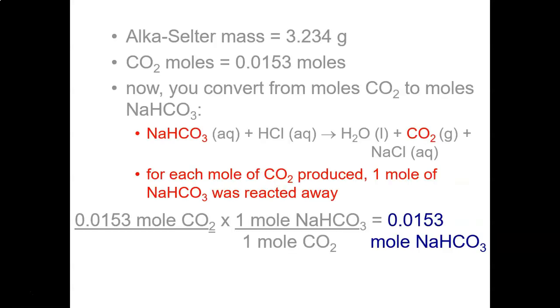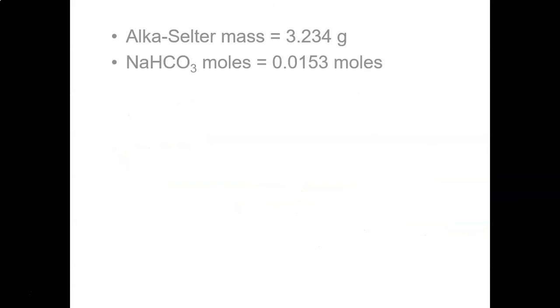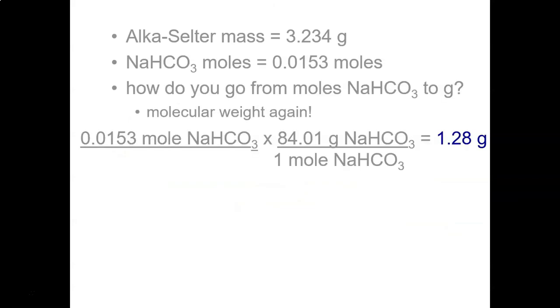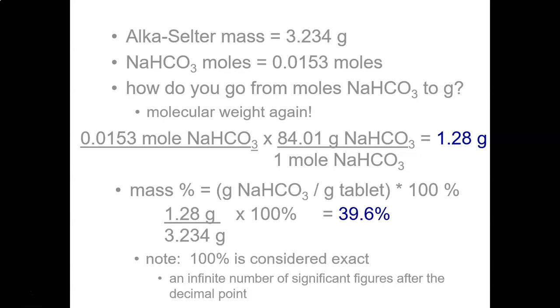Keep in mind that we should have three significant figures for this calculation. After we get the mole number of CO2, we use the molar ratio of sodium bicarbonate to carbon dioxide from the chemical equation to convert from moles of CO2 to moles of sodium bicarbonate. After we get the mole number of the sodium bicarbonate, we multiply by the molar mass of the sodium bicarbonate to obtain the mass of the sodium bicarbonate present in the tablet. After that, we divide the mass of the sodium bicarbonate by the total mass of the tablet to obtain the mass percent.